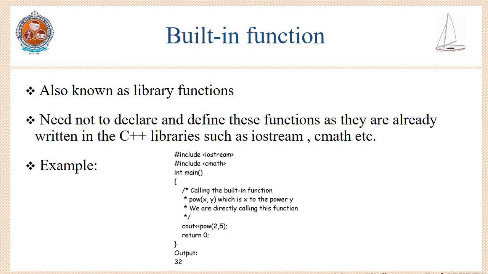Here we are using the built-in function pow(x, y), which is x to the power of y. This function is declared in the cmath header file, so we have included the file in our program using the #include directive. In the main function, I am calling the pow function, pow(2, 5), where this function definition will be in cmath. And we get the output 32 because 2 power 5 is 32.